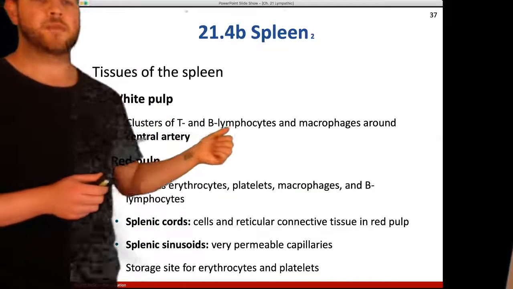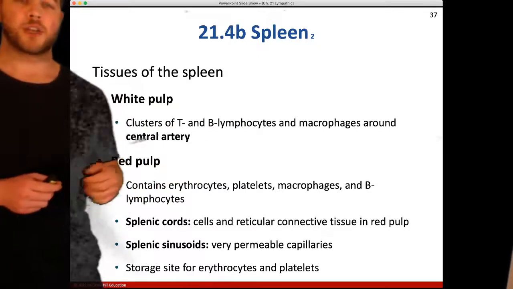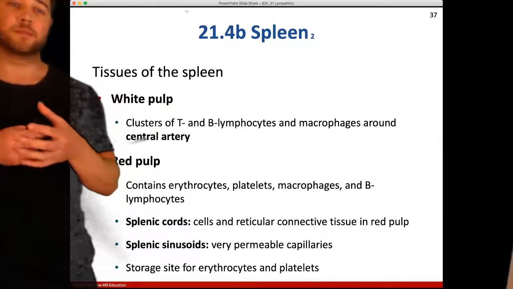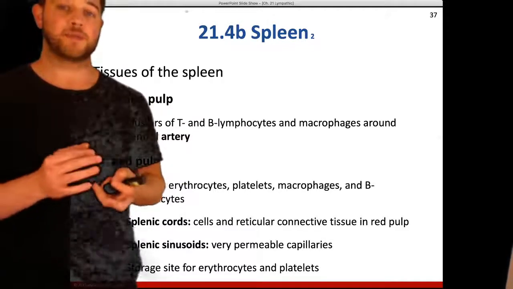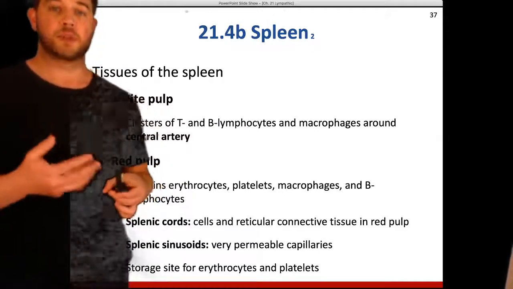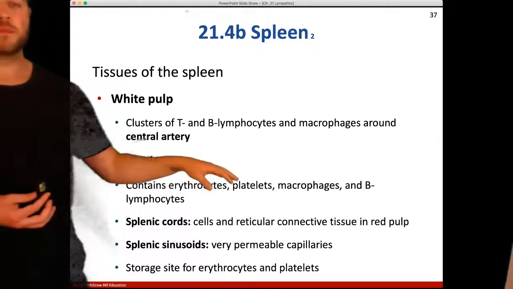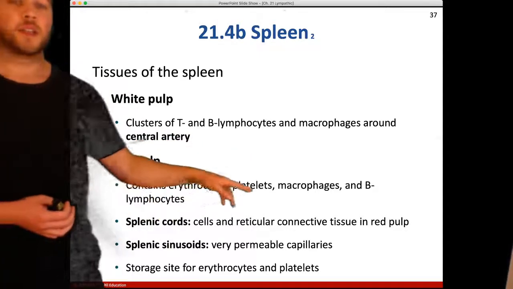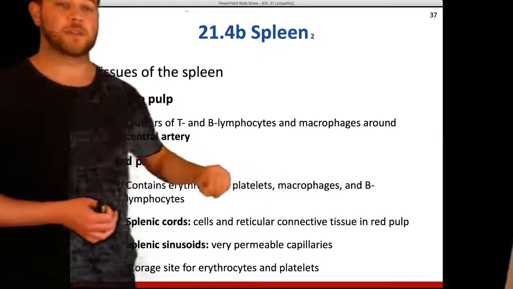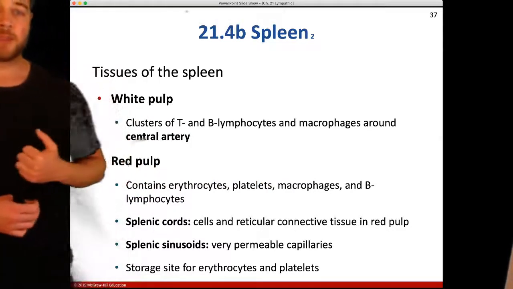White pulp is a cluster of B and T lymphocytes and macrophages around a central artery. So again, you have these immune cells surrounding a central artery supplying blood. We'll see that with the spleen, it does not filter lymph, even though it's a lymphatic organ, it filters blood. The red pulp contains erythrocytes, platelets, macrophages, and B lymphocytes. So red blood cells, your platelets for clotting, macrophages for phagocytizing, and B lymphocytes for producing antibodies.